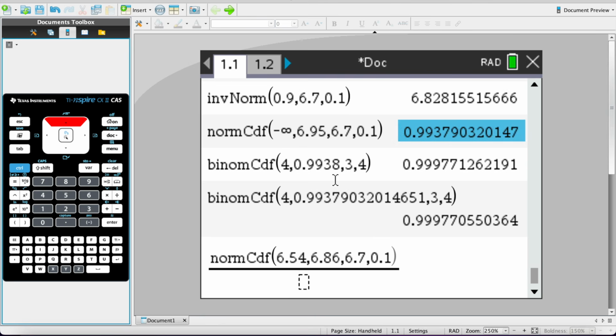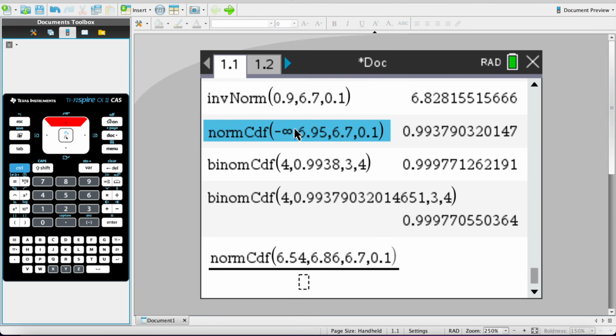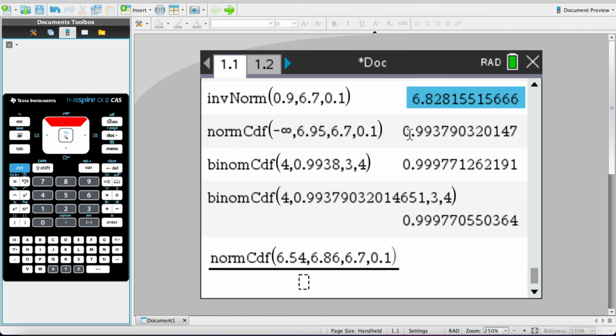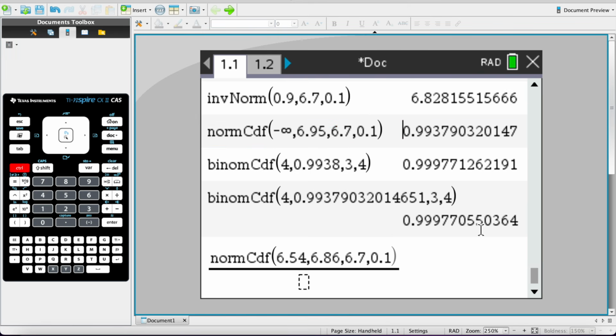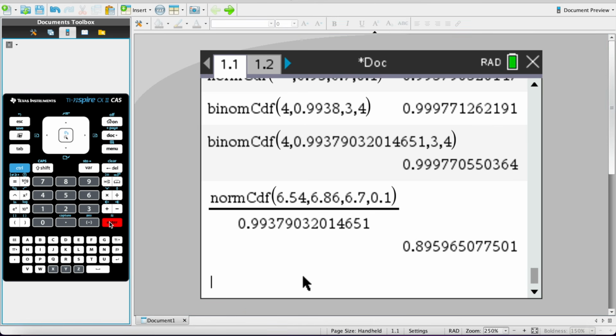So it was, where was it? Less than 6.95 is this one. So this number here. And that will give you 0.8, how many decimals? 4 decimals. 0.8960.